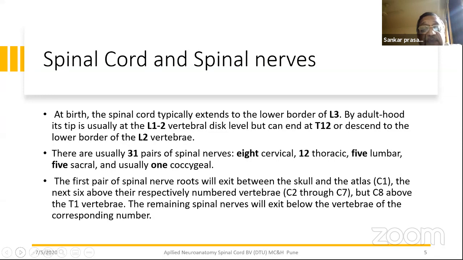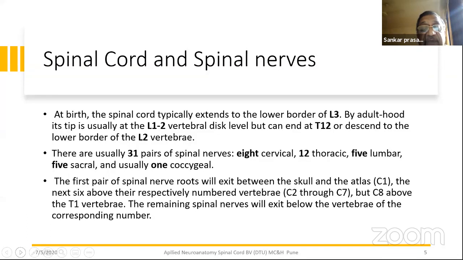At birth, the spinal cord typically extends to the lower border of L3. By adulthood, its tip is usually at the L1 and L2 vertebral disc level, or it can end either at T12 or go down to L2 levels. There are about 31 pairs of spinal nerves: 8 are cervical, 12 are thoracic, 5 are lumbar, 5 are sacral, and usually 1 is coccygeal.